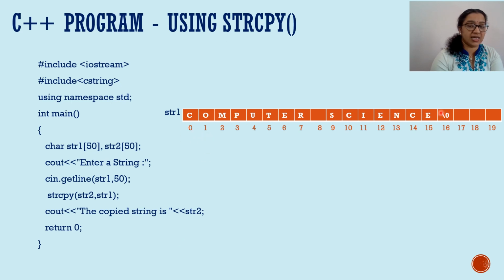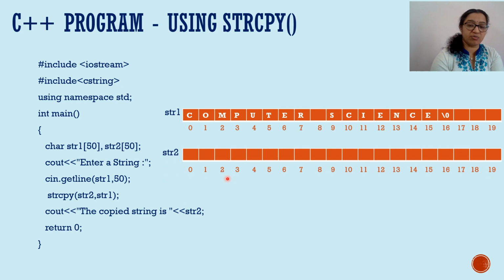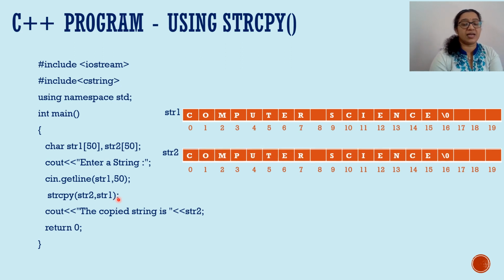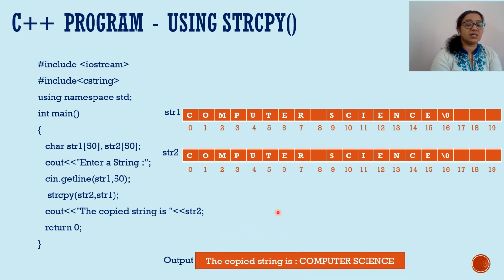str1 has computer science. This is the string we input here. Now str2 is there, and it is blank now. By using strcpy, brackets str2 comma str1, in one click itself we get all the letters there with slash 0. See, the last character slash 0 is also there. Understood? Yeah. So the output is, the copied string is computer science. Clear? So this is string copy.